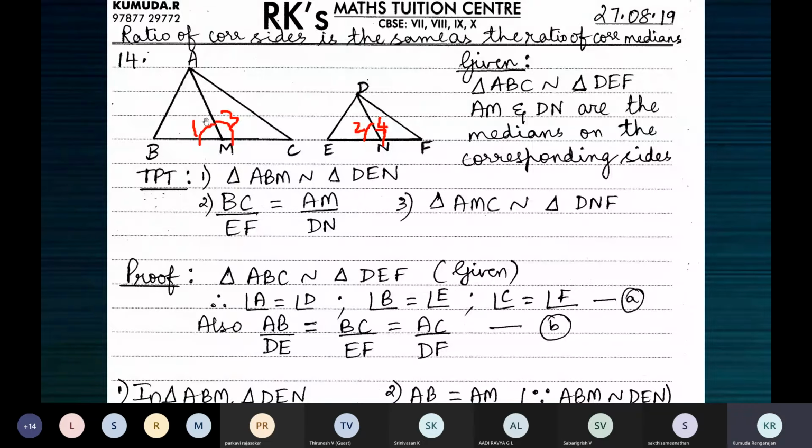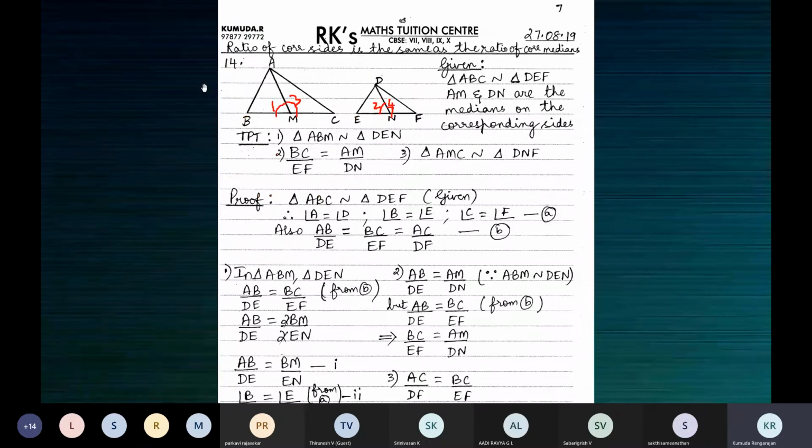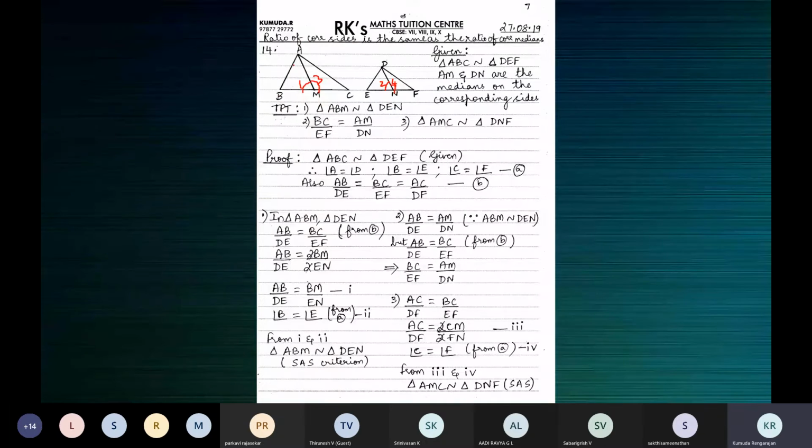But don't think this angle will be equal to this angle, children. AM is only the median. So angle A is not bisected. Angle D is not bisected. These two portions are not equal. Angles A and D are not bisected. Don't think this angle is equal to this angle and this is equal to this. No. When AM is the median, M is the midpoint of BC.